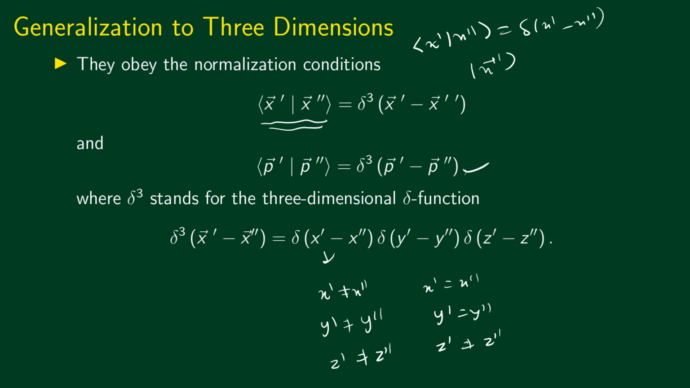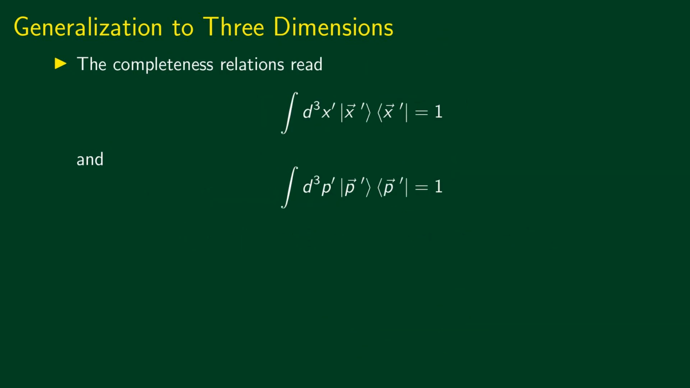Now here is the completeness relation for the position space. Integral d cube x prime ket x vector prime bra x vector prime is equal to 1. We see that the integration here is over the entire three-dimensional space.